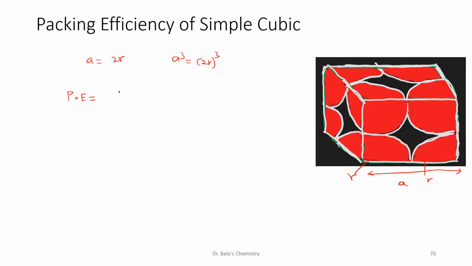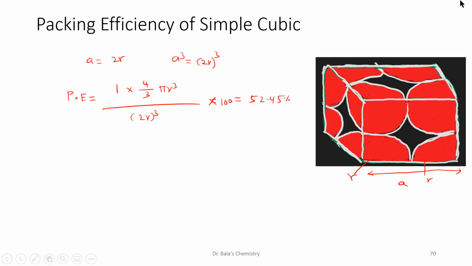So here the packing efficiency is nothing but 1 into 4 by 3 pi r cube, because the number of atoms is 1. Why? Because only one atom is present in the simple cubic unit cell. Then divided by (2r) the whole cube, into 100. Solve this, you will get 52.45%. Is that clear, Kana? Yes, sir.